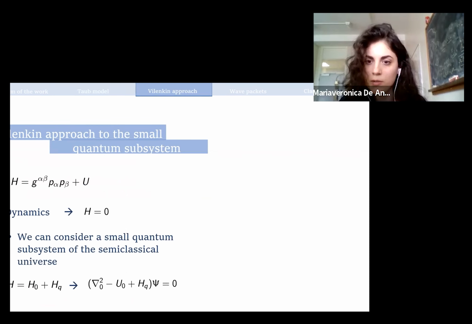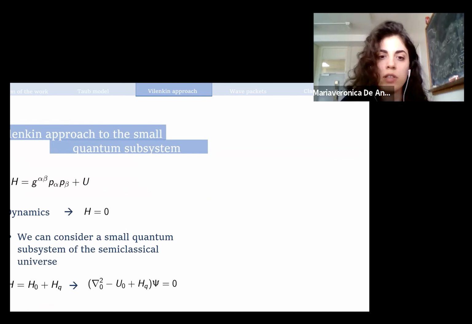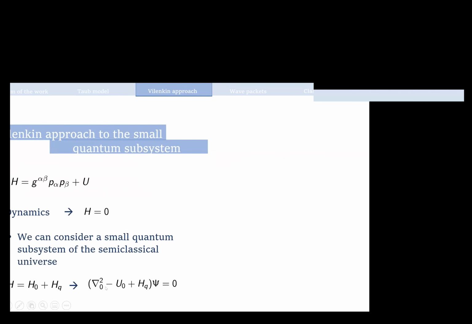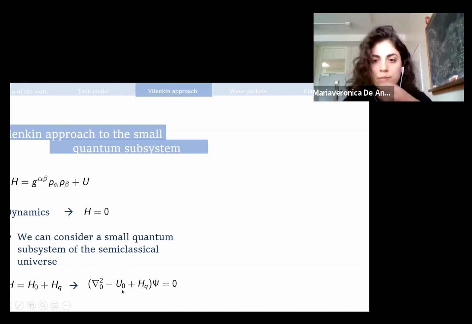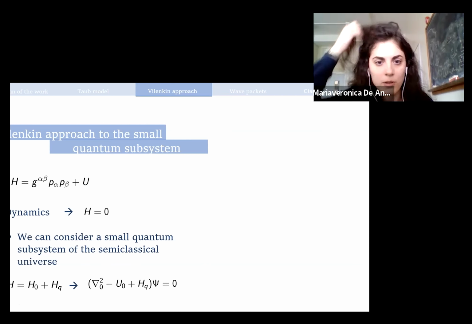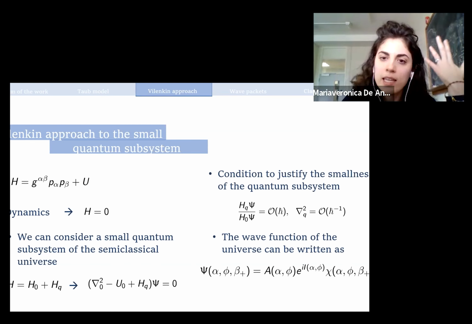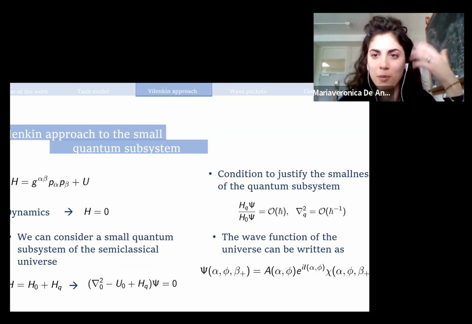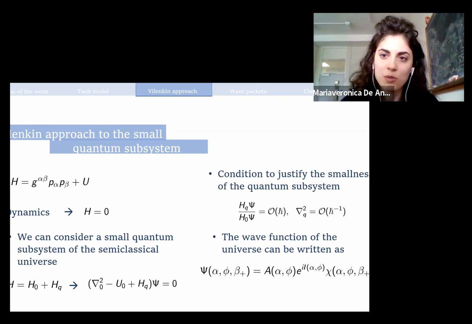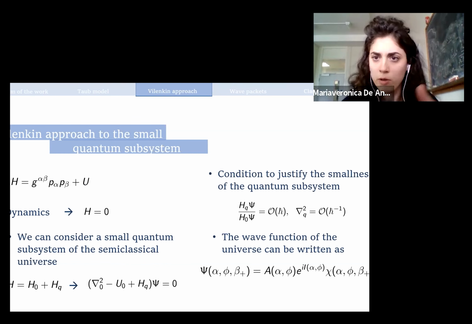So in this perspective, we can consider a small quantum subsystem of the semi-classical universe, and we can write the Wheeler-DeWitt equation in this way, in which the operator H0 represents the classical Hamiltonian obtained by neglecting the quantum variables and the respective momenta, and HQ is the quantum Hamiltonian. To justify the smallness of the quantum subspace, Vilenkin imposed the following reasonable assumption: the ratio between the two Hamiltonians is of the order of h bar, and we can write again the wave function. So we can divide it into a semi-classical part and a quantum part.